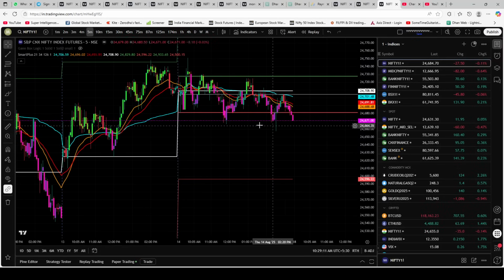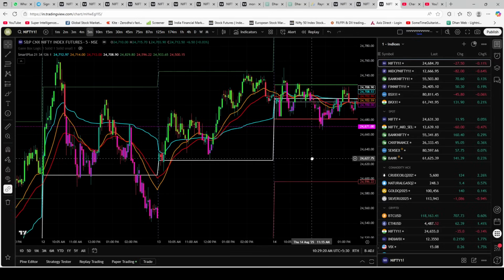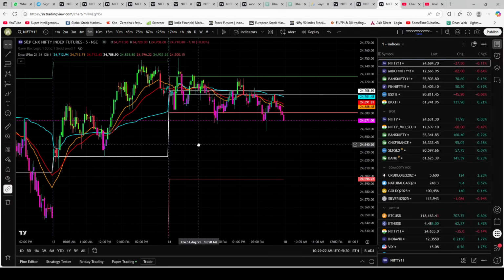Now on the 14th, you can see that it's a day where the market was just sideways because it was the weekly expiry of Nifty. But on a general note, all days will not be like this. On trending days, this will work beautifully well. The logic is very simple. Let me show you.